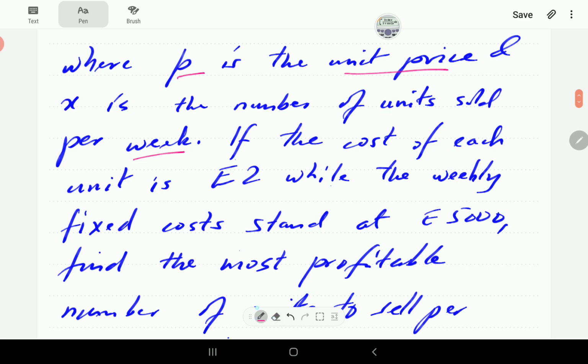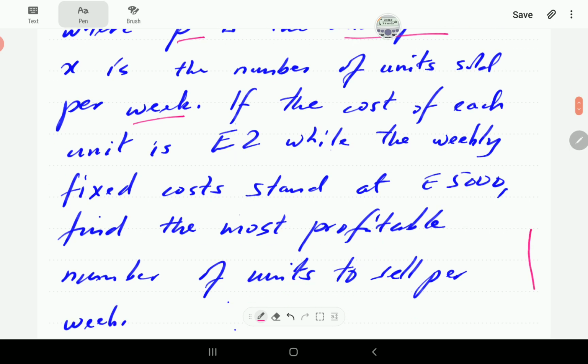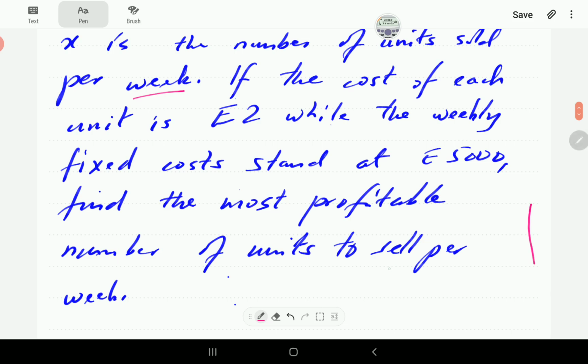If the cost of each unit is 2 emalangeni, so they buy each unit for 2 emalangeni, so obviously presumably they are going to need to sell it for more than 2 emalangeni, while the weekly fixed costs stand at 500 emalangeni. So the costs that are not related to the number of sales, things like rent, electricity and stuff. Then find the most profitable number of units to sell per week.